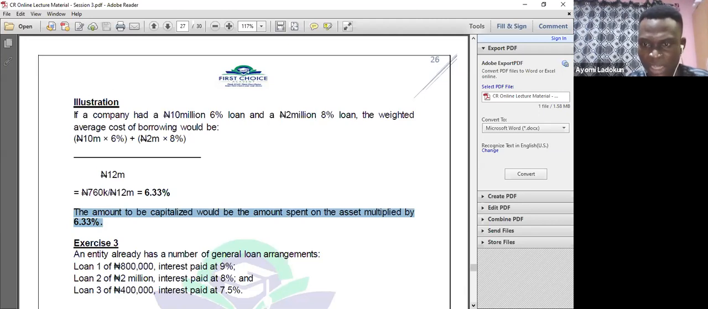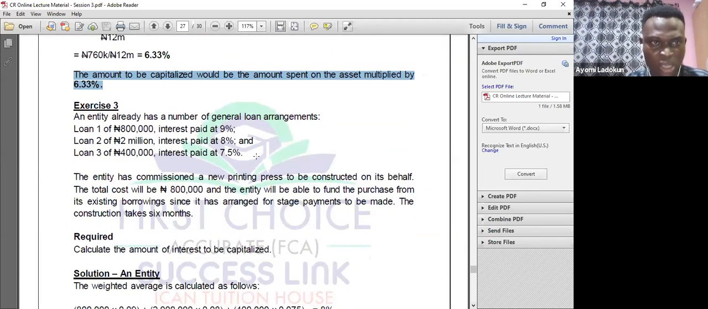So let's look at an exercise to illustrate that. An entity has a number of general loan arrangements. Can you see that? Loan 1, 800,000 at 9%. Loan 2, 2 million.